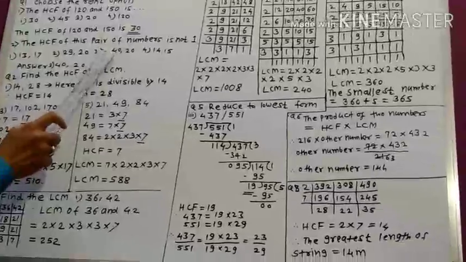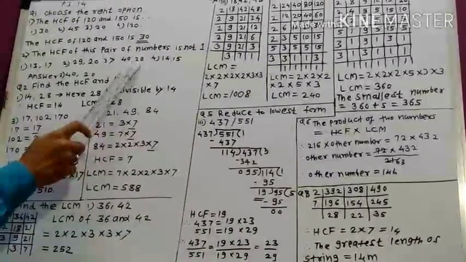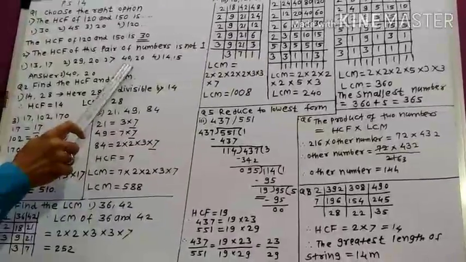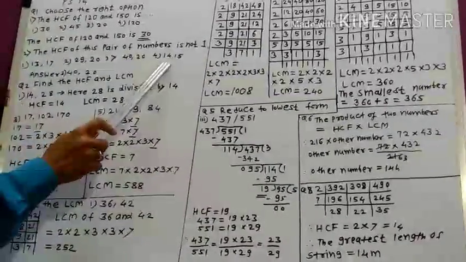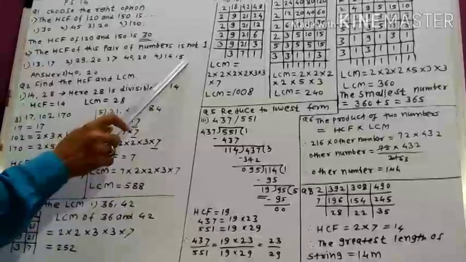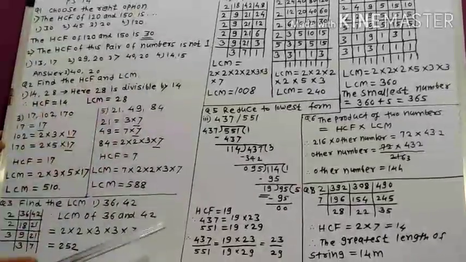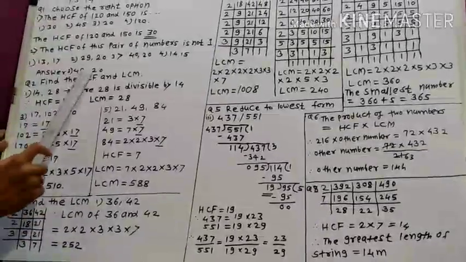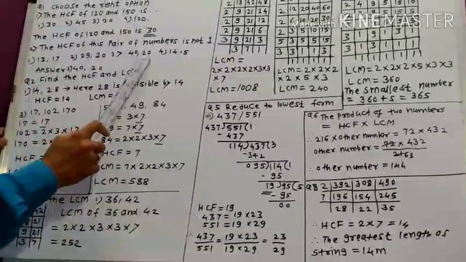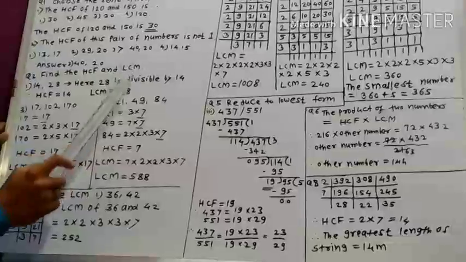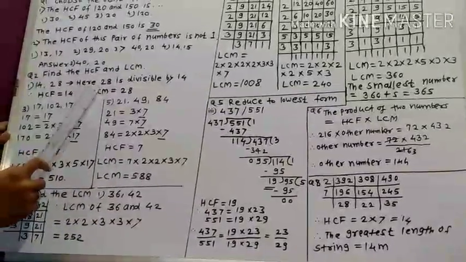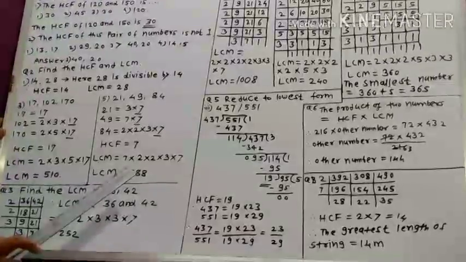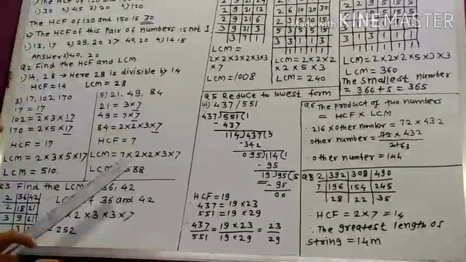Third option 40, 20, 40 is divisible by 20, therefore its SCF is 20. And fourth option 14, 15, these are also co-prime numbers, therefore its SCF is 1. Therefore option number 3, 40, 20 is the pair that does not have SCF 1, because 40 is divisible by 20 and they are not co-prime numbers.